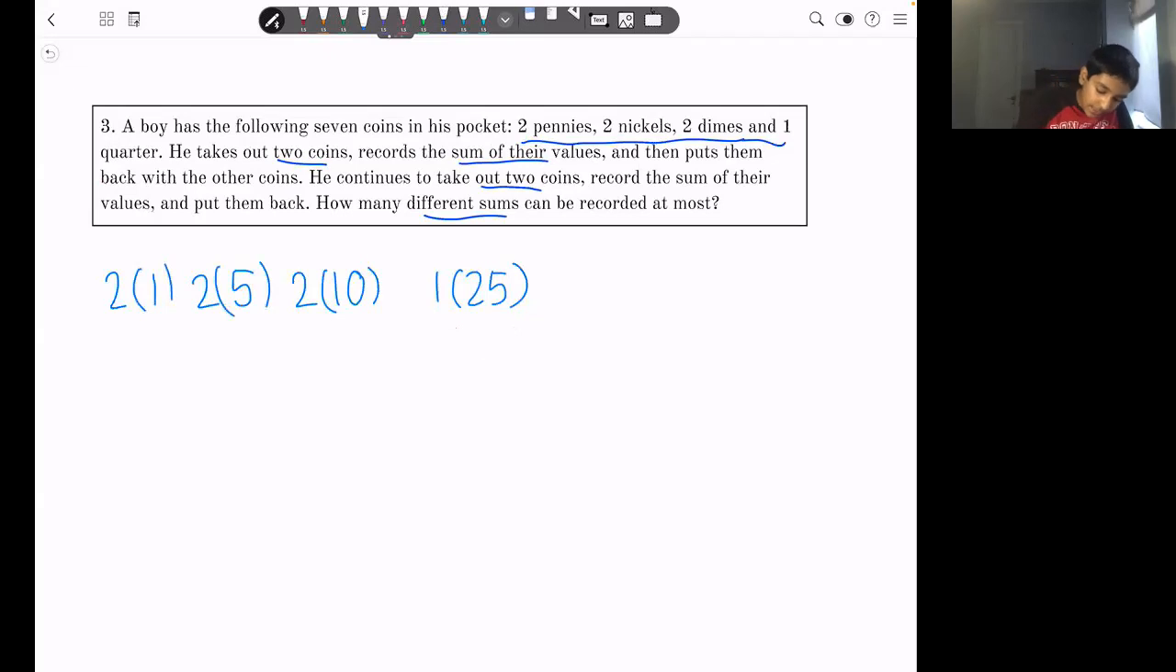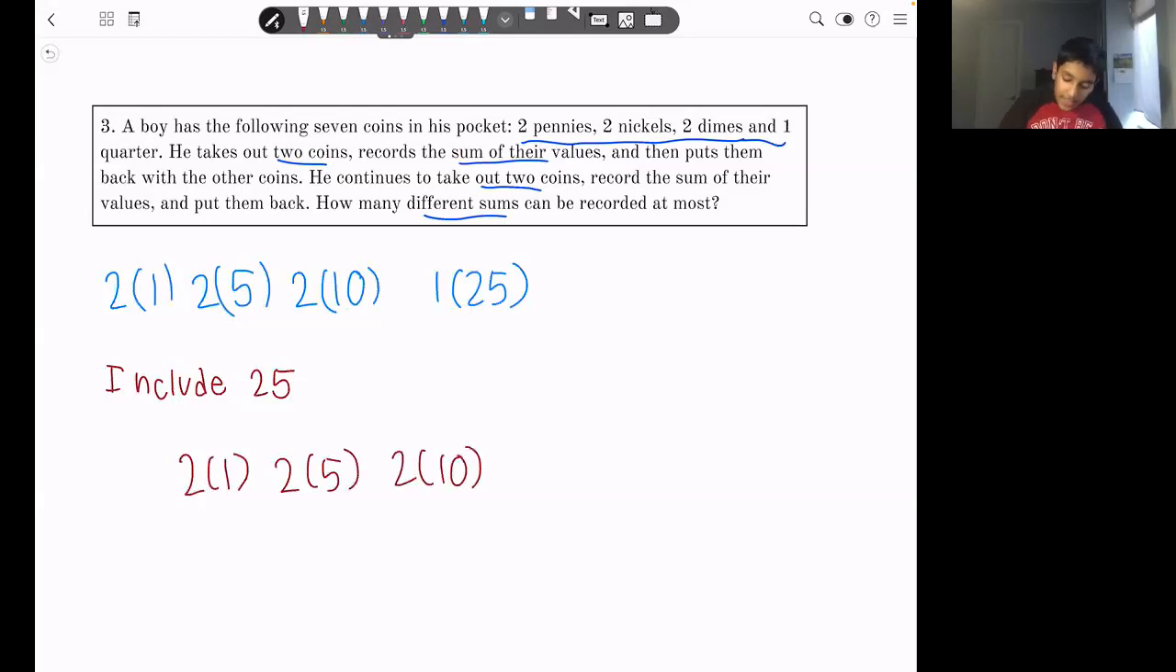Let's think that we include 25. So the first case is we include the 25-cent coin. Now we have to choose one more coin amongst the 2 1s, the 2 5s, the 2 10s. We already have a 25, that's part of our case, and now we have to choose another coin. So how many different ways are there to choose another coin? We either choose a 1 coin, a 5 coin, or a 10 coin.